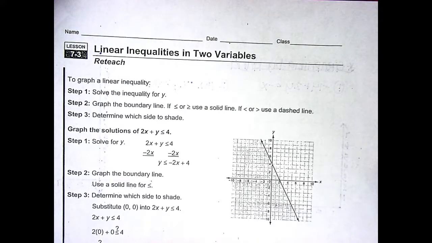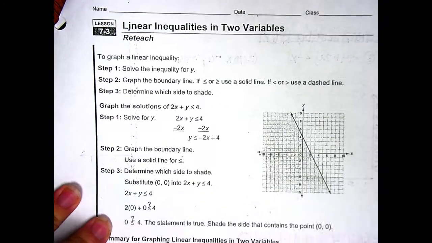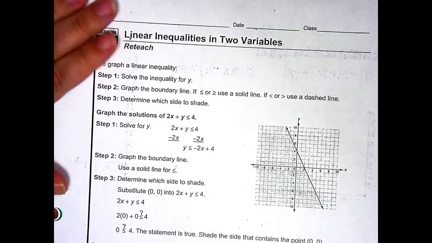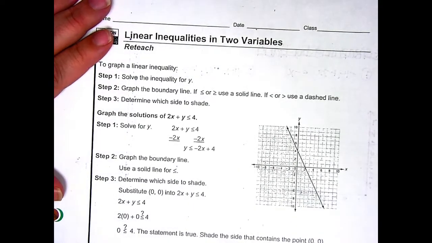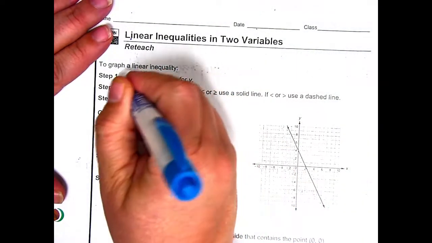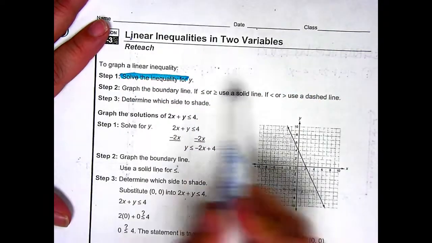These are the notes for 7.3, linear inequalities in two variables. So we're going to learn how to graph these today. Step number one is to solve the inequality for y. Okay, you're going to graph a boundary line.